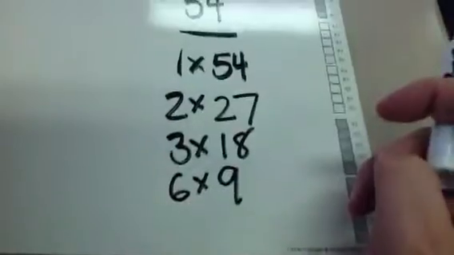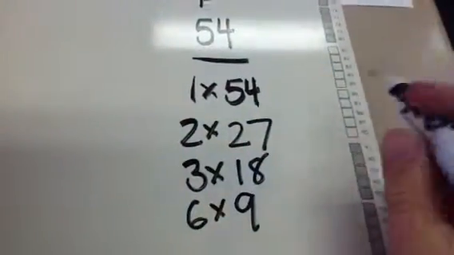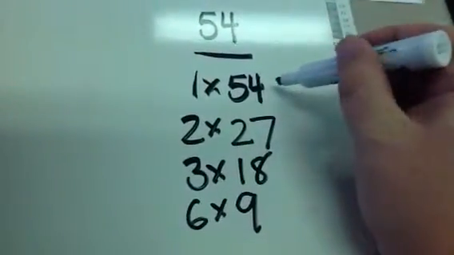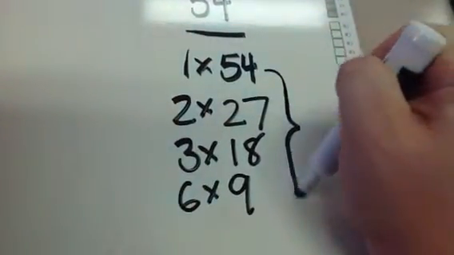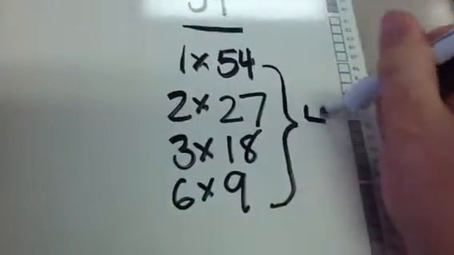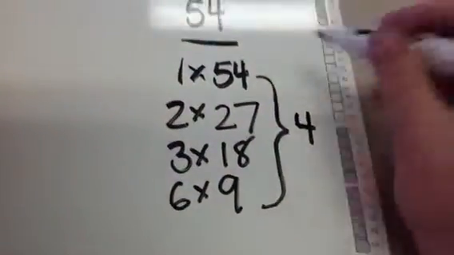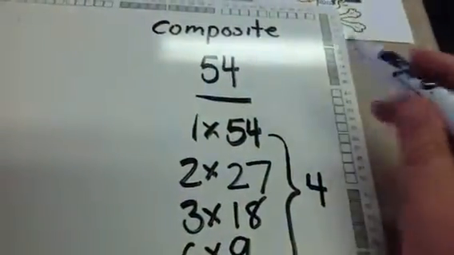together to get 54. What makes this composite is the fact that you have more than one set of factors, pairs, that equals 54. So in this case you have 4 different factor pairs. That makes the number composite.